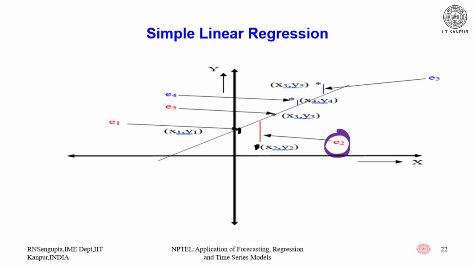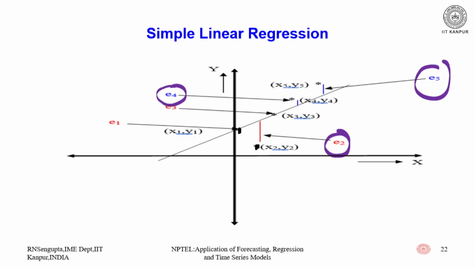Similarly, if I find out the point difference between the point x4, y4 from the straight line, this is denoted by E4, which is marked in dark blue. Similarly, if I want to find out the point difference for x5 and y5, I have the point as E5, which is marked. Now, if you see, the point errors have been marked with the letter E, and the coloring scheme has been given as blue and red.